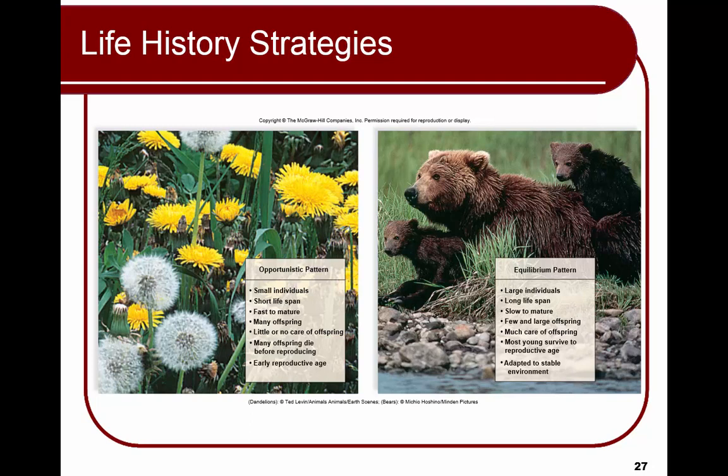Looking at this picture here, you've got the dandelions. They're opportunistic. They don't live long. They're small. Many offspring, but they don't care anything at all about them. They don't take care of them. Whereas the bears that are the equilibrium pattern, the K strategists, they're larger, they care for their offspring, they live a long time, they mature slowly, they don't have a lot of offspring at one time. So the environment is going to be more stable.